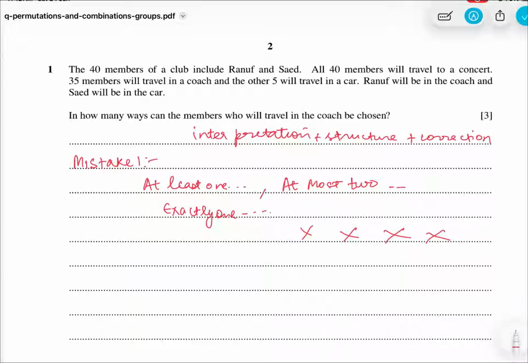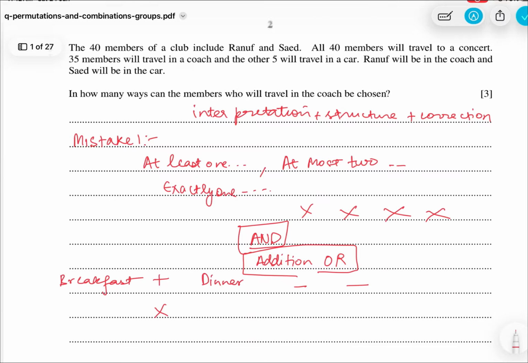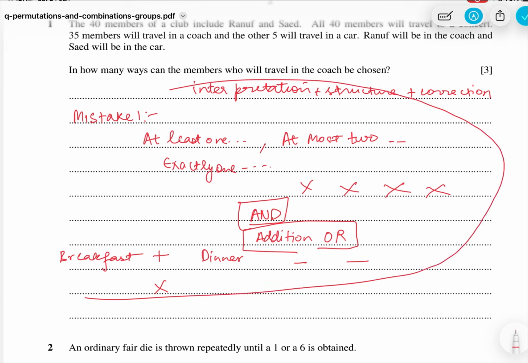Multiplication only works where "and" is given, right? Multiplication means "and," addition means "or." When the cases are mutually exclusive, that means they cannot happen at the same time. For example, breakfast and dinner, they cannot happen at the same time. We add, and whenever they can happen at the same time or must happen at the same time, we multiply. This is mistake number one where most of your answers come wrong.